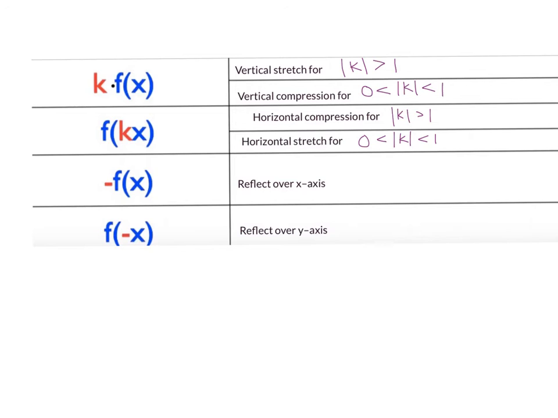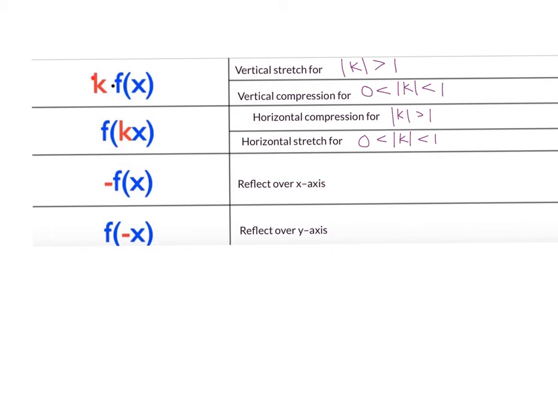Okay, so here are your new notes, the rest of your table that we started filling in the last video that we need to finish filling in. Okay, so when you multiply your whole function by a number, if you take the absolute value of it and it's bigger than 1, so let's say I put a 2 out here, it's going to be a vertical stretch.